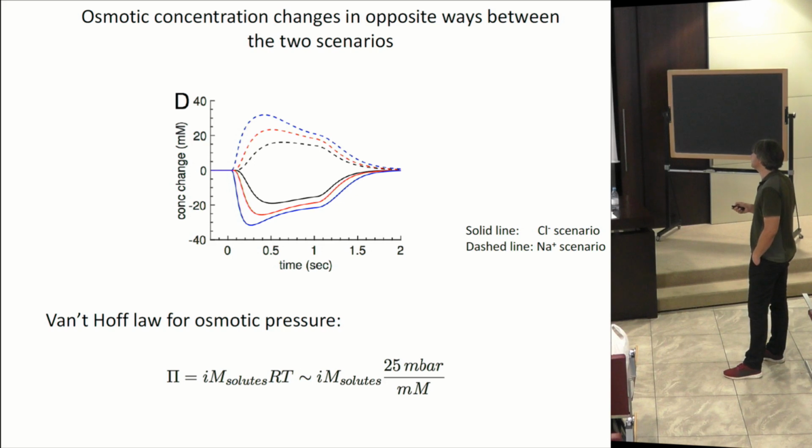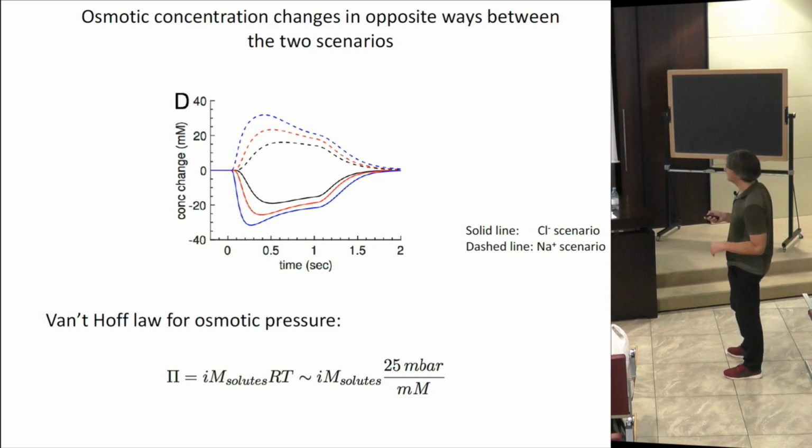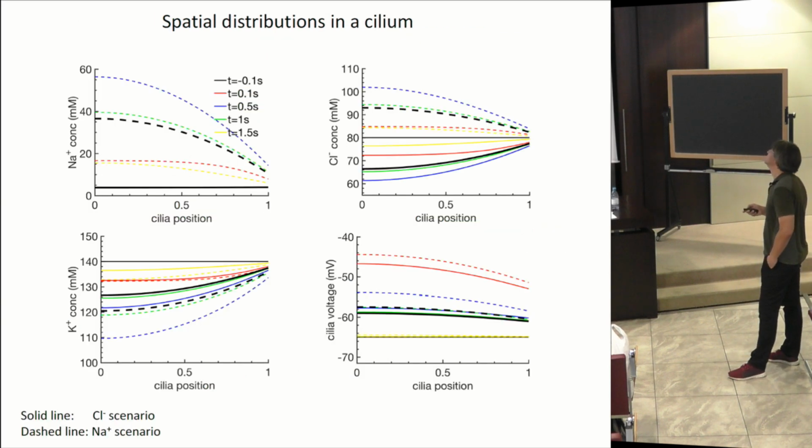For example, if you use Van 't Hoff's law, you can see that for a 1 millimolar solution, you would get a change of 25 millibars. So if you assume a 40 millimolar change, this starts to become maybe an issue for the cilia. In one case, water would flow out, so they would shrink a little bit, but in the other case, they could burst, because water would try to flow in. So this could be an issue.